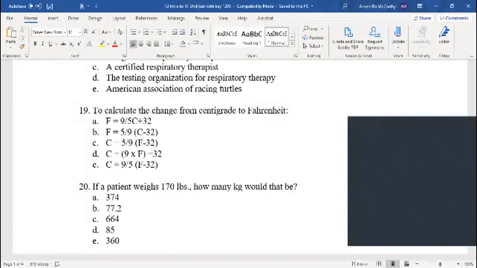You may get something like this, or they may give you a centigrade and tell you to calculate it in Fahrenheit. So make sure you're studying. And finally, number 20. This is for everybody. Now, who did I say this was? Stephanie? Okay, anybody. If a patient weighs 170 pounds, how many kilograms would that be?